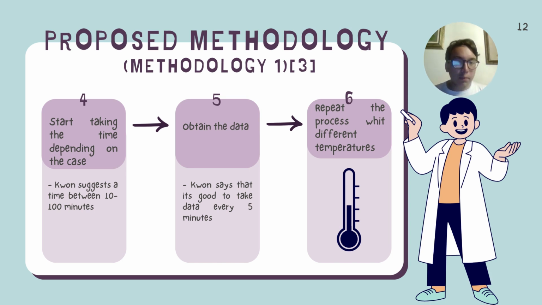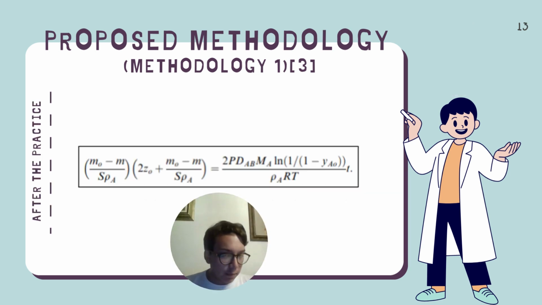We need to repeat the whole process, but with different temperatures in order to demonstrate that temperature also has a really important effect on the diffusion. After the practice, with all the data, we need to simplify the equation in order to obtain the diffusion factor. Then with the diffusion factor, we need to graph all of these points and use a linear regression in order to obtain a summary of the diffusion factor depending on every temperature.